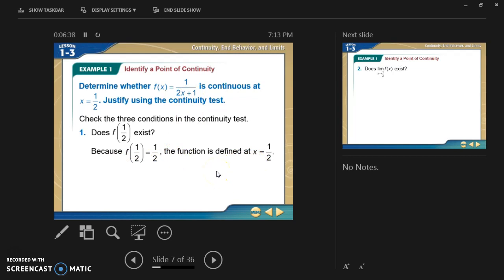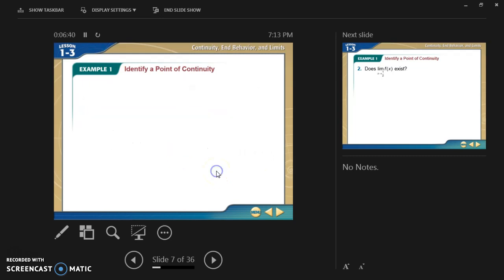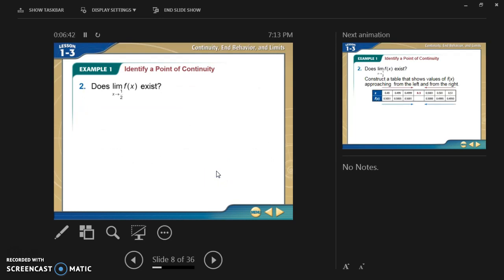The second thing we need to look for is, does the limit as x approaches 1/2 of f of x exist? You have to look to see what's happening from the left and from the right.